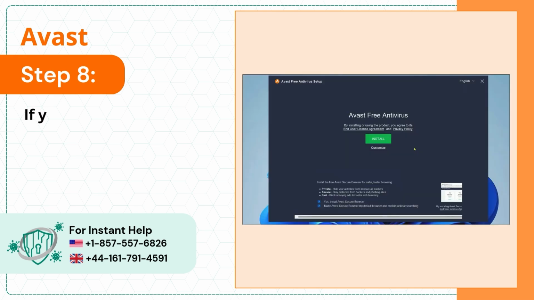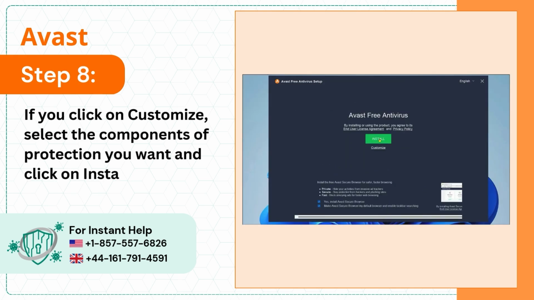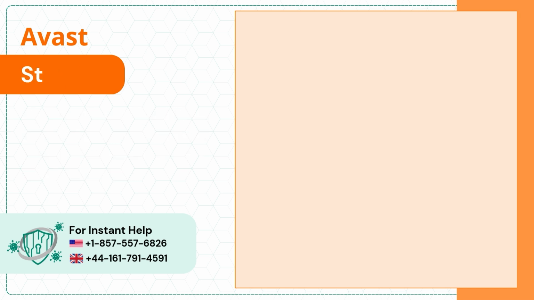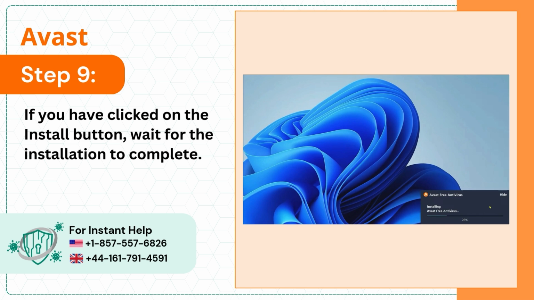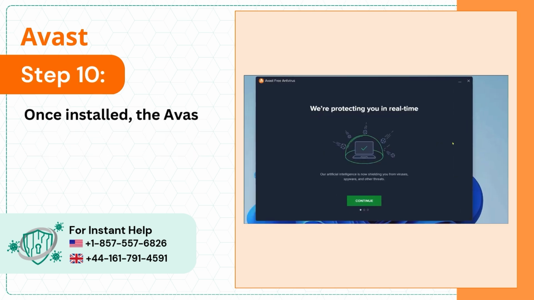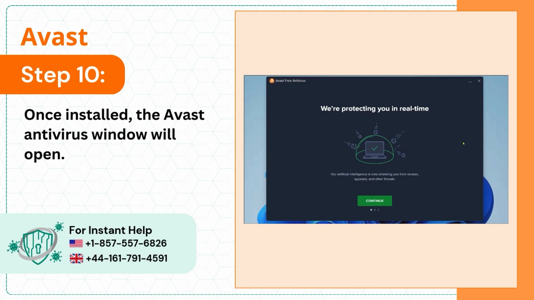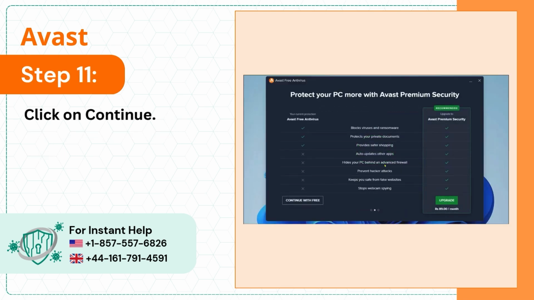Step 8. If you click on Customize, select the components of protection you want and click on Install. Step 9. If you have clicked on the Install button, wait for the installation to complete. Step 10. Once installed, the Avast Antivirus window will open. Step 11. Click on Continue.